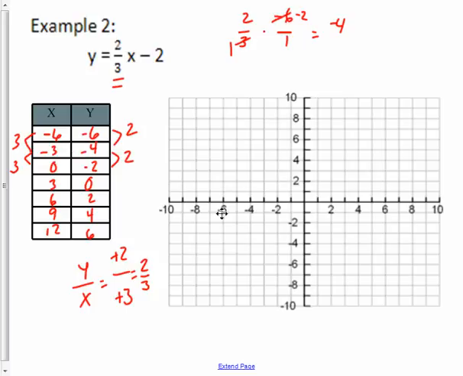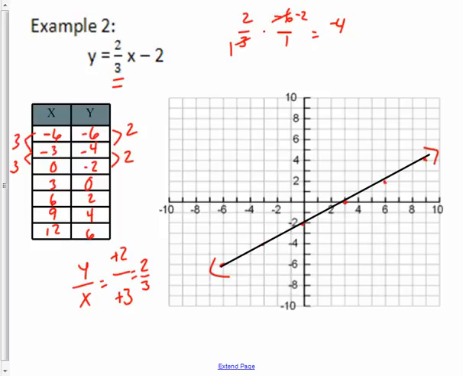So -6, -6, -3, -4, 0, -2, 3, 0, 6, 2, 9, 4, and the last one's off the graph, so we won't have to graph that one. Then you draw in your line, and don't forget to put your arrows on the end because this graph will continue. And any point on that line is considered a solution.